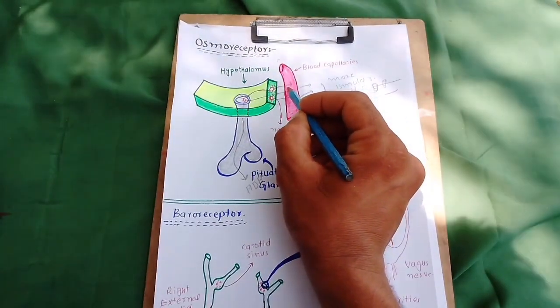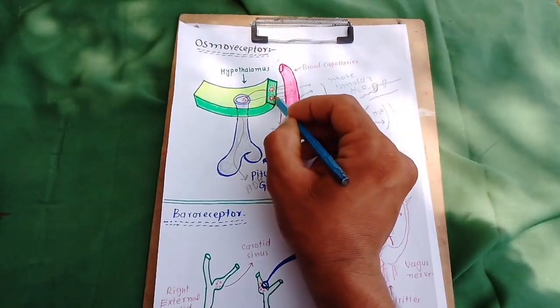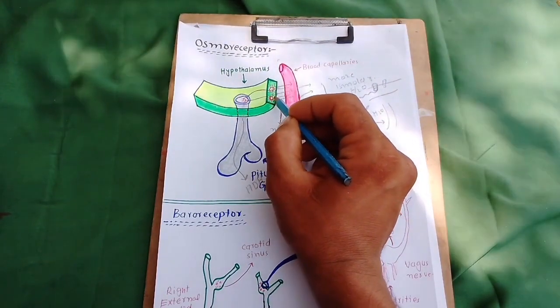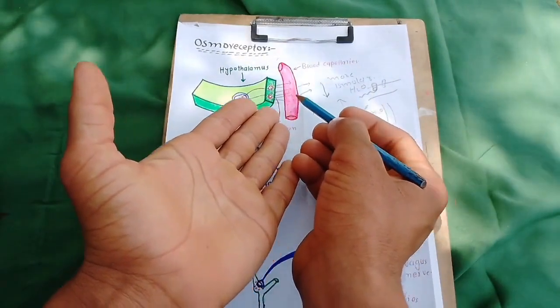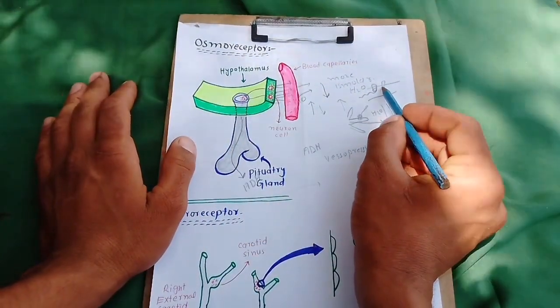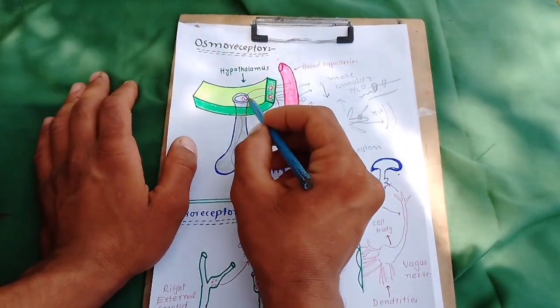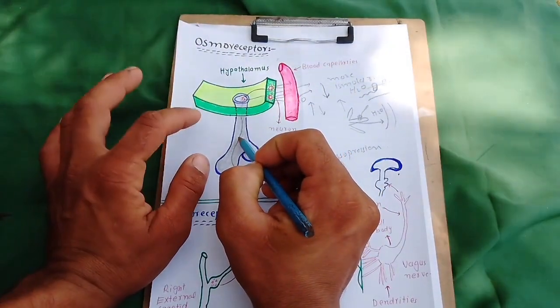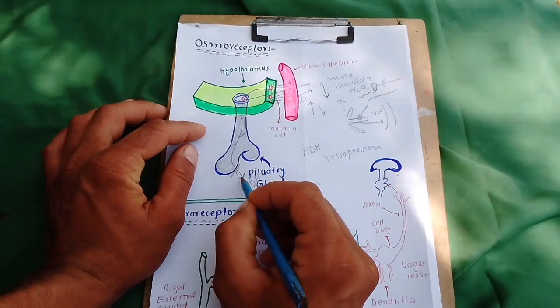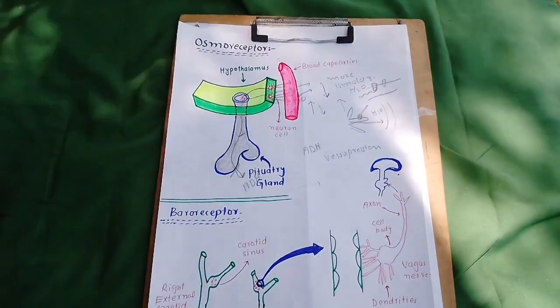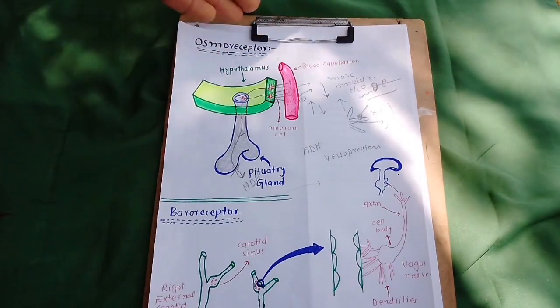Then the water is again thrown to the neuron cell. Then another message goes to the hypothalamus and to the pituitary gland. So this is a message by the hypothalamus to stop releasing the ADH. Okay, so this is the osmoreceptor.